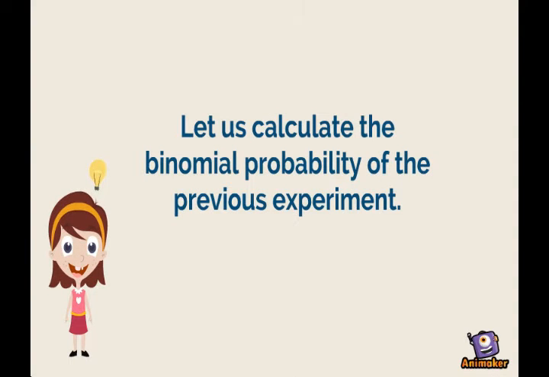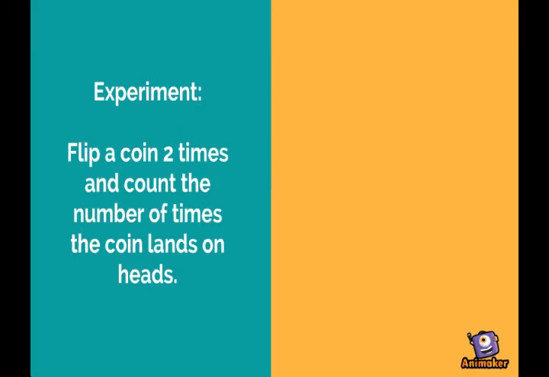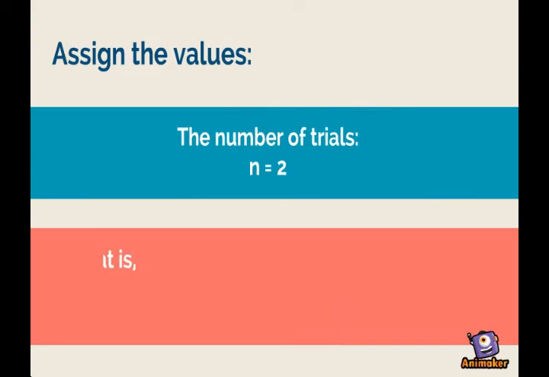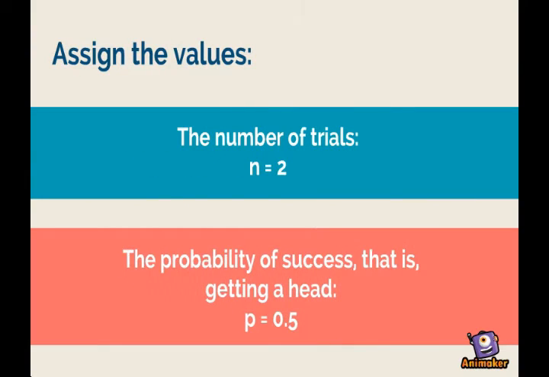Let us calculate the binomial probability of the previous experiment. The experiment: flip a coin 2 times and count the number of times the coin lands on heads. This is our table of data. Assign the values. N is the number of trials, which is 2. The probability of success, that is getting a head, is P, which is equal to 0.5.